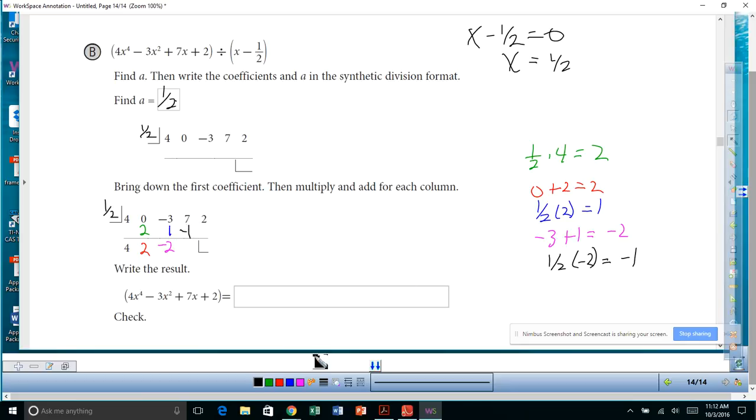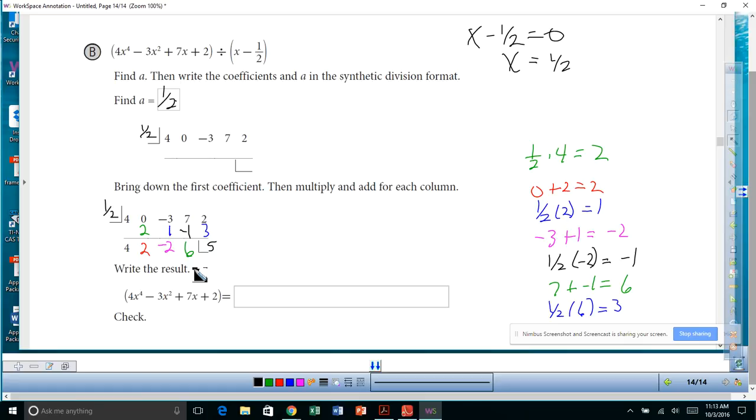7, and then we have 7 plus negative 1. That's going to give you 6. So we've got a 6 here. Multiply again. You got 1/2 times 6, and that gives you 3. So we have a 3 here. Add one more time. 2 plus 3 gives you 5.